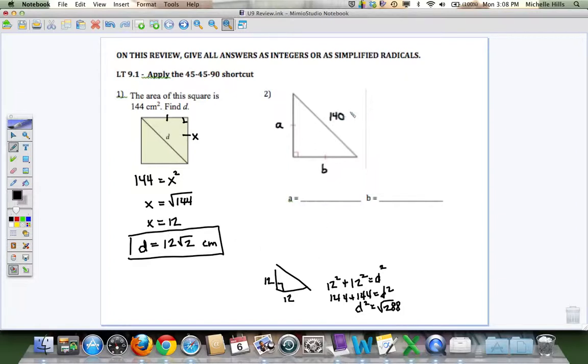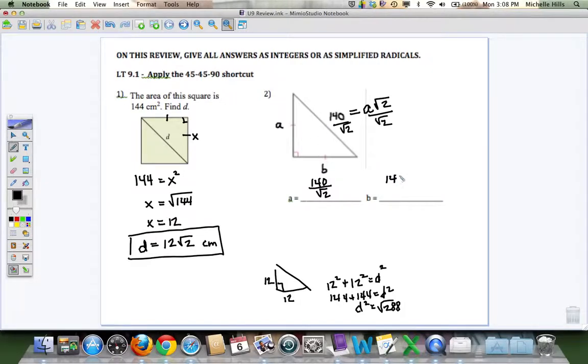So 140 in this case is equal to the leg times the square root of 2. To solve for a, I divide both sides by the square root of 2. And you were allowed to leave radicals in the denominator this year, so a is just 140 over the square root of 2, and my units I don't have.